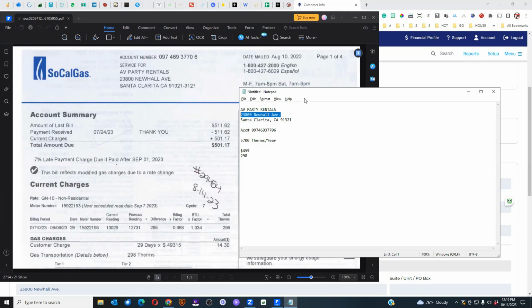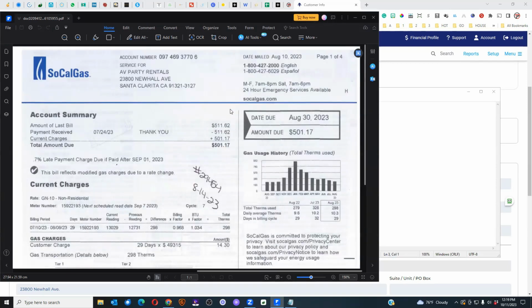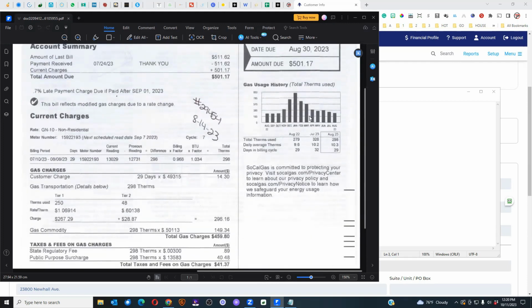So how do we calculate out their usage? With natural gas, we're talking about therms. The first thing that we need to figure out is how much are they using on an annual basis? Now, this particular bill does not tell us exactly what their annual usage is. But if you look at this graph, you can get a pretty good idea as to a very close ballpark.